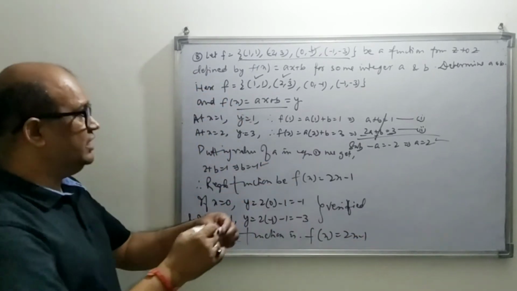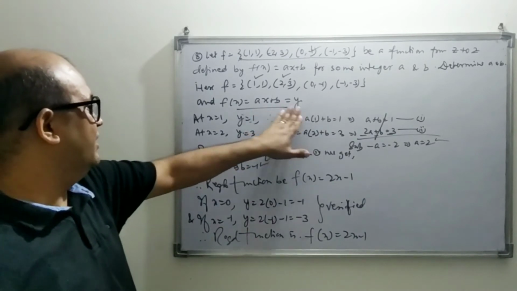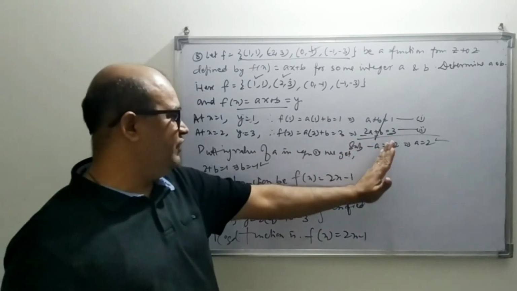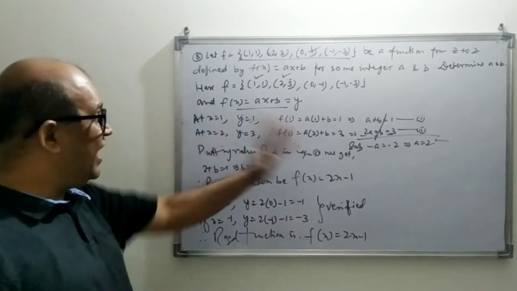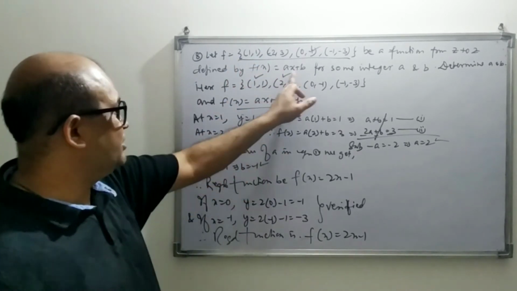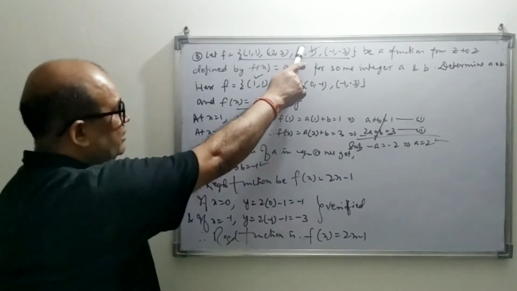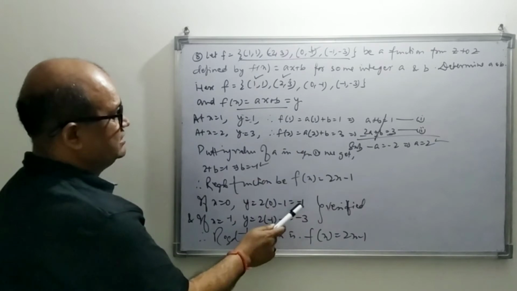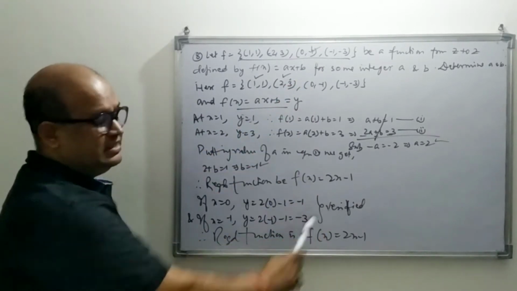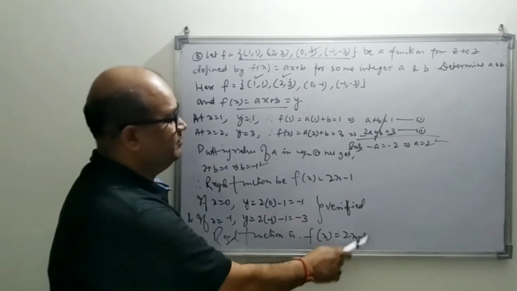So what I did here, from these two, I put the value of x and y in both cases. From here we found the values of a and b, and to verify whether the other pairs are part of the function f, satisfying this relation or not, we put them here. At x equal to 0, y must be minus 1, and it is satisfying. If x equal to minus 1, y must be minus 3. So both are satisfied. So it is verified, and thus our function is 2x minus 1.